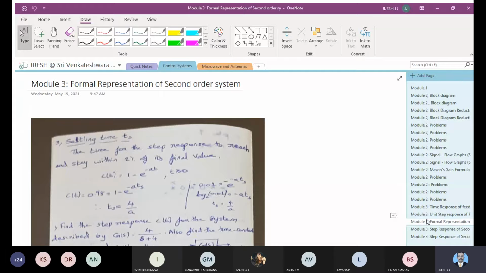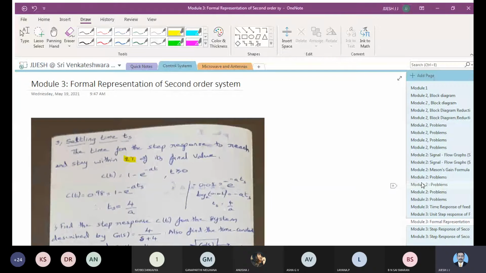So settling time is called Ts. Ts is the time for the step response to reach and stay within 2 percent of the final value. So you are going to see that somewhere around 98%. The time for the step response to reach the stable state. Almost it is going to be in the stable state. So the time for the step response to reach and stay within 2% of the final value.